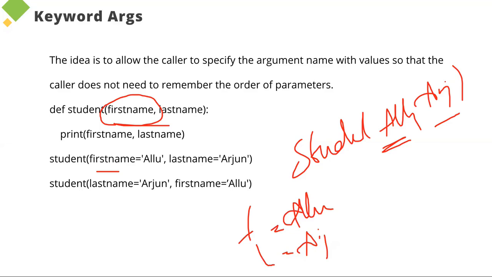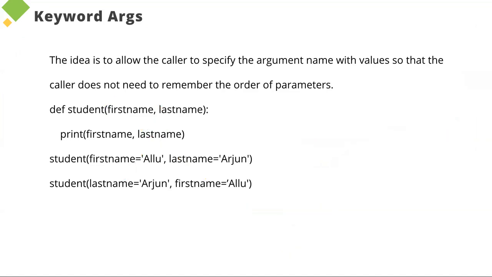Suppose you don't wish to give them in the same order, then you have to specify them with the keyword name. If you give last name equals Arjun and first name equals Alu, they map to their individual keywords. If you don't give anything and write it simply, it goes with the same order. So these are keyword arguments. They allow the caller to specify the argument name with values.